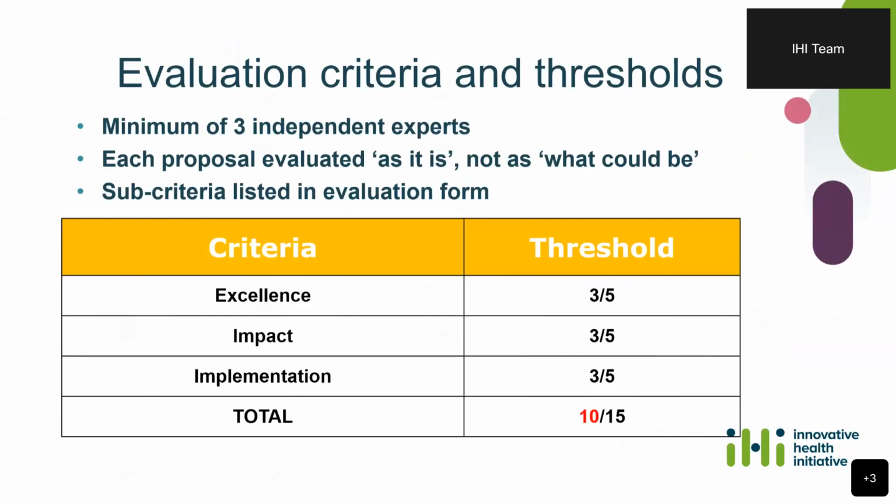Of course, each proposal is assessed based on the evaluation criteria, excellence, impact, and implementation, and each criterion is scored from 0 to 5. The threshold for each criterion is 3 out of 5, but the total is 10 out of 15, meaning that even if you take the minimum score, meaning the threshold, you just pass the threshold with 3 for each criterion, you will not pass the overall threshold, which is 10.